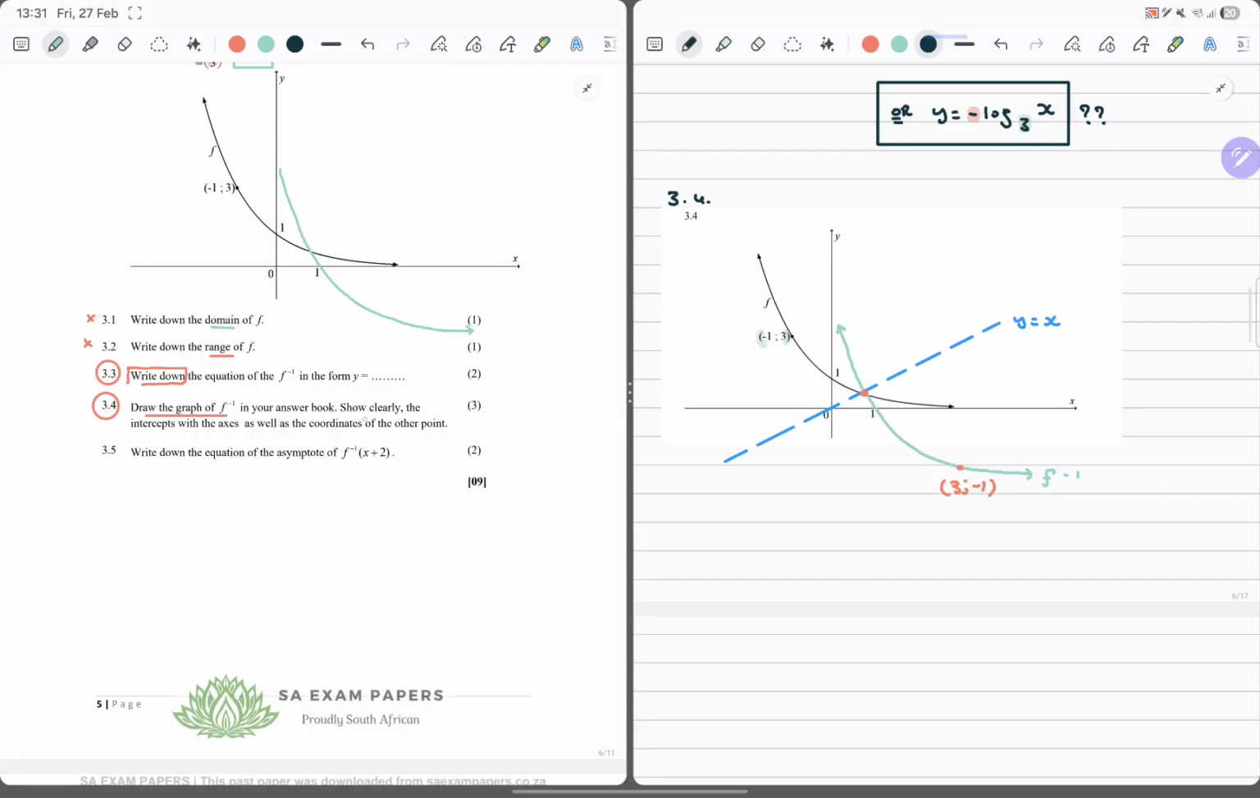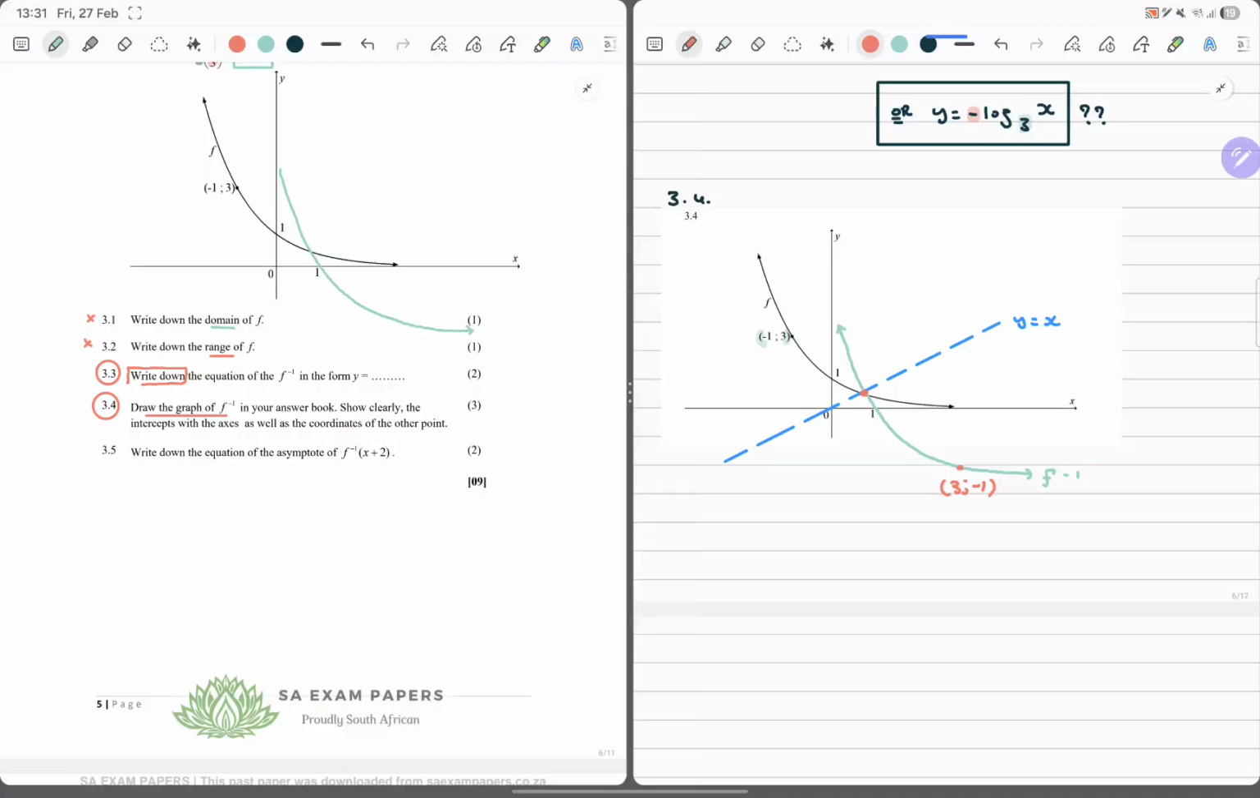But sometimes the instruction will say, show any line of symmetry. If it is not perhaps indicated, you may not have to, but I would suggest just do it. When we draw inverses, especially if we're drawing the original versus the inverse, there has to be the line of symmetry because they are symmetrical about this line.